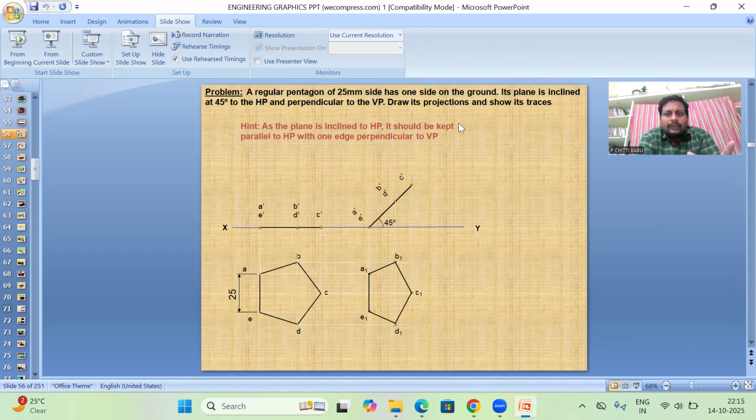The top view will appear in the horizontal plane when we are seeing from the top. We need to draw the top view. The plane is inclined at 45 degrees to the HP, so we need to draw the front view. When we incline it to the HP, the inclination appears in the vertical plane. This line will be inclined at 45 degrees, and we need to draw the projections. Then we need to draw the pentagon. Now we are going to see how to draw this pentagonal plane. Let's go and draw the pentagonal plane.